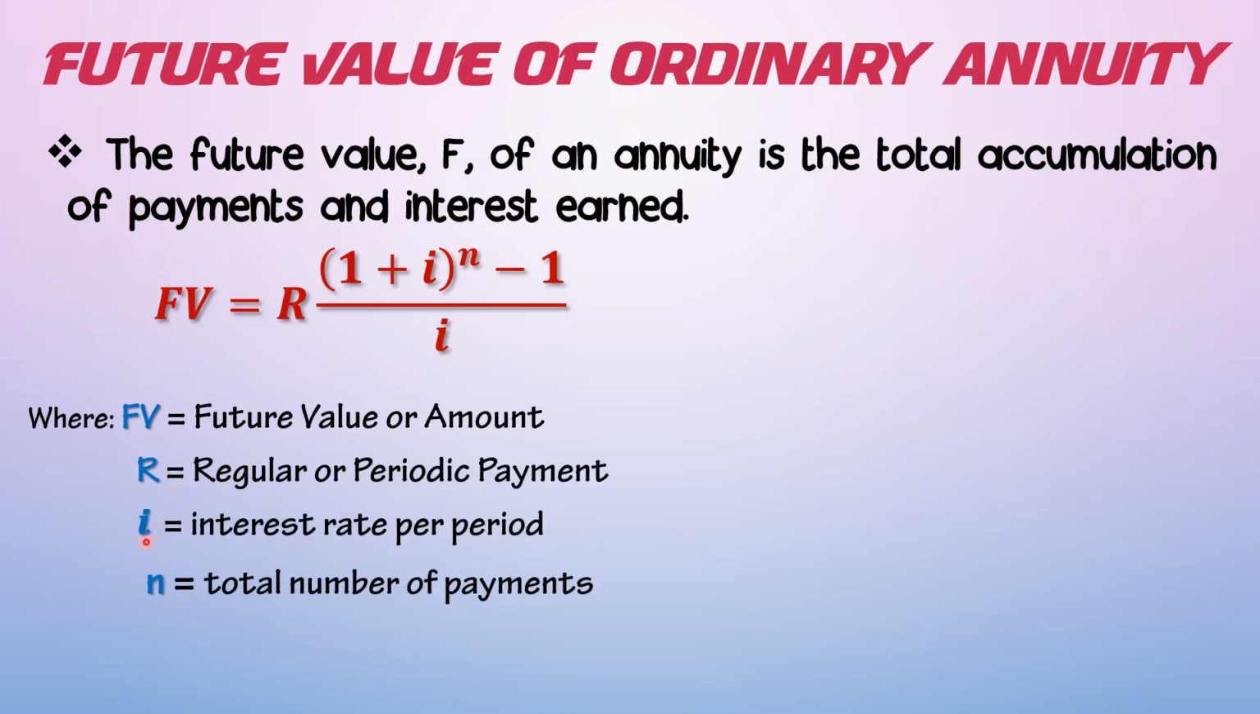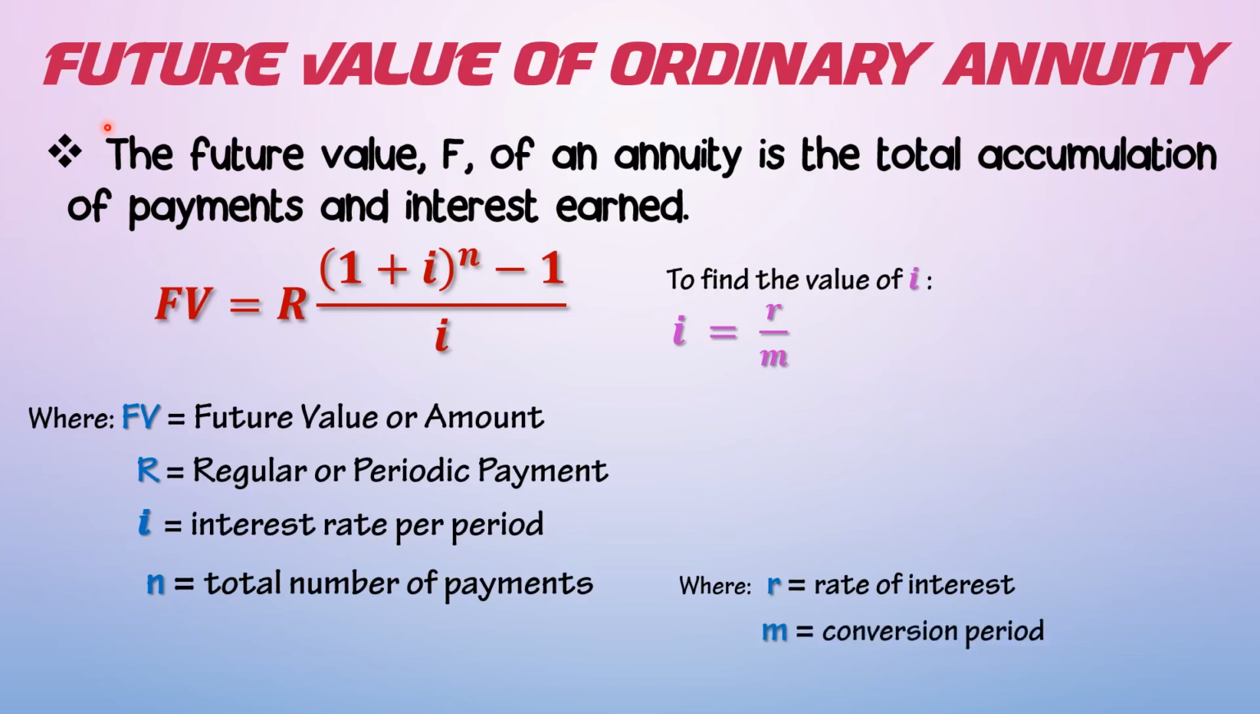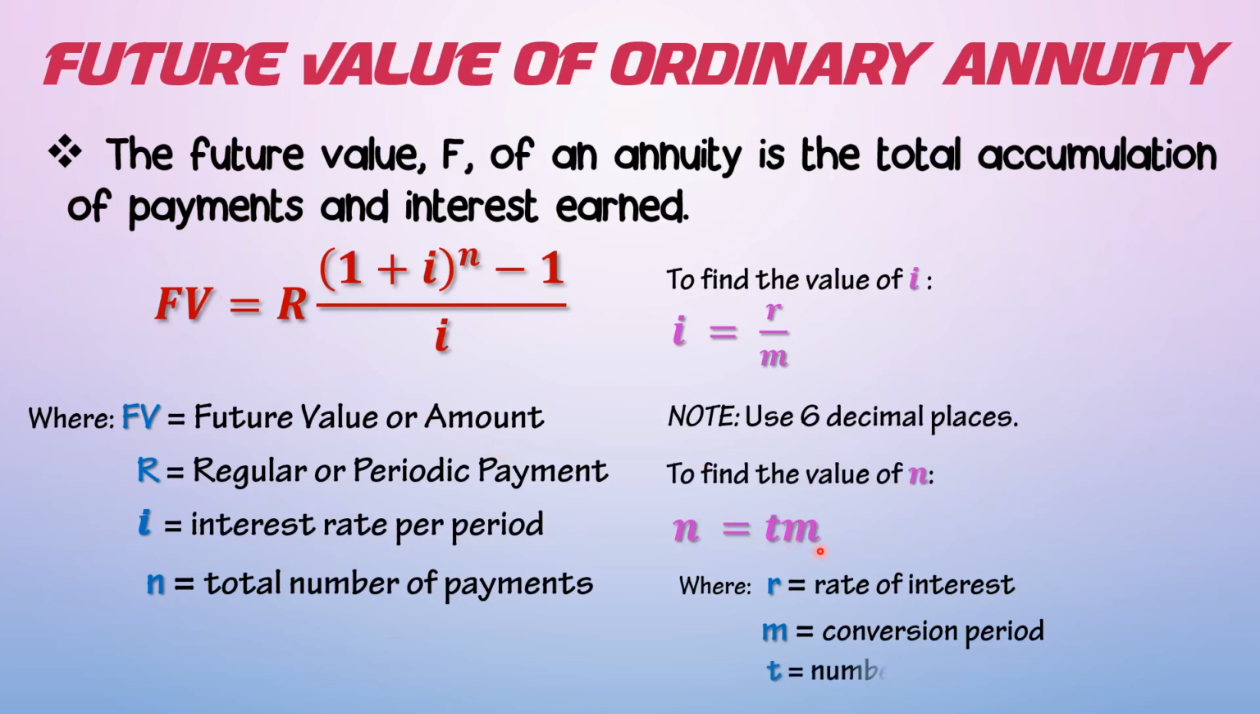But before we can substitute the value of I, we have to find it first by the formula R divided by M, where R is your rate of interest, and M is your conversion period. You are asked to use 6 decimal places for the value of I. Also, we need to find the value of N, and this is equal to T times M, where T is the total number of years and M again is your conversion period. So this is the formula for the future value of ordinary annuity.